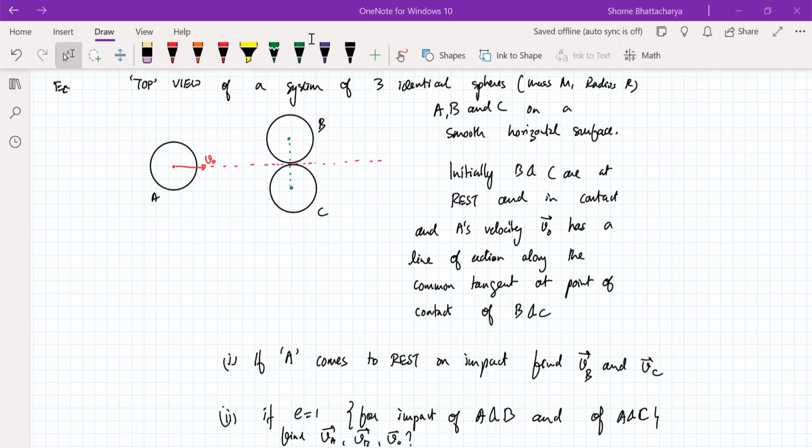E is not given for part 1. Sorry, come again, what is not given? So what's E for part 1? No, E for part 1 is not given, but instead it's given that A comes to rest. The sphere A comes to rest.